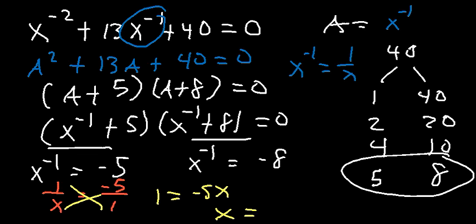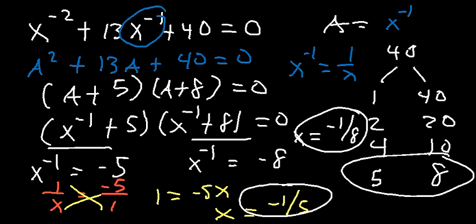Dividing both sides by negative 5, our answer is negative 1 over 5. So for the other one, if we follow the same process, x will be negative 1 over 8. So that's how you solve a particular function like that.